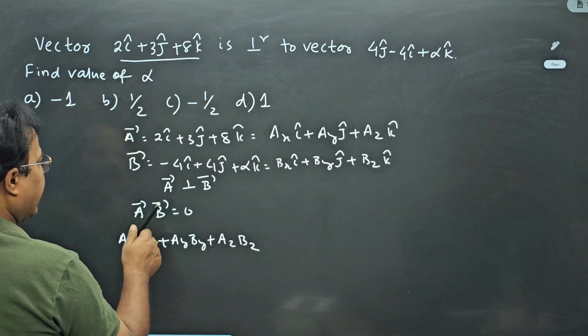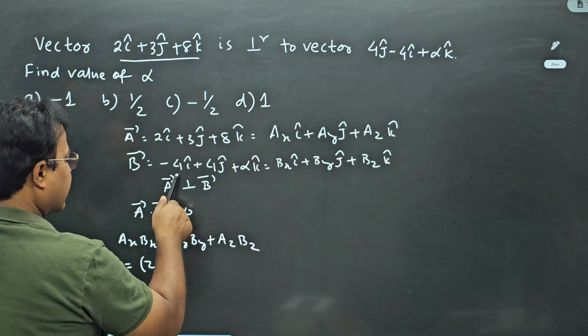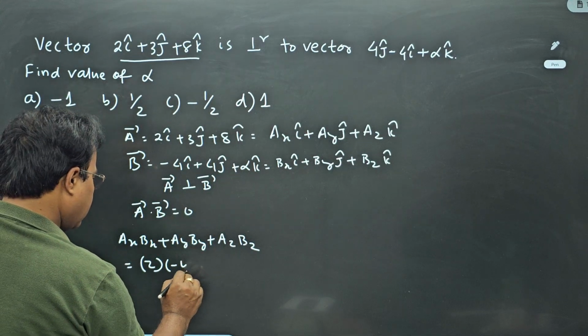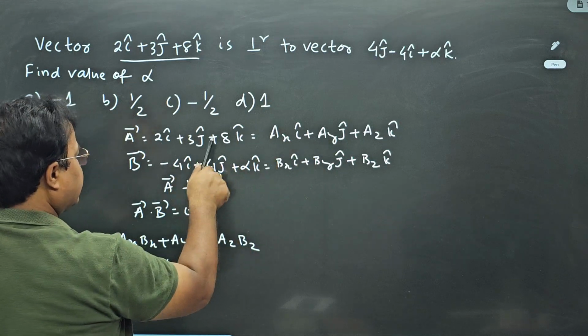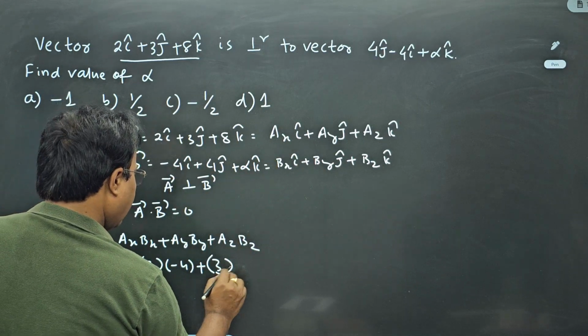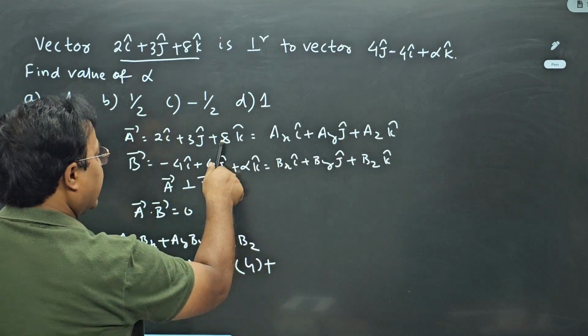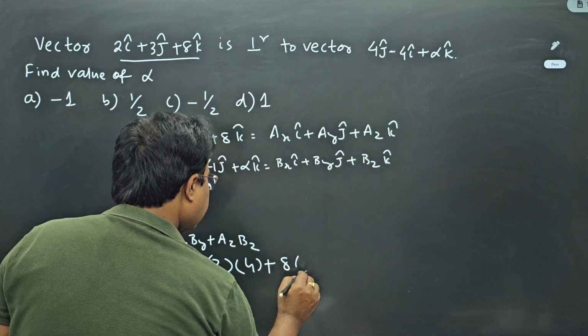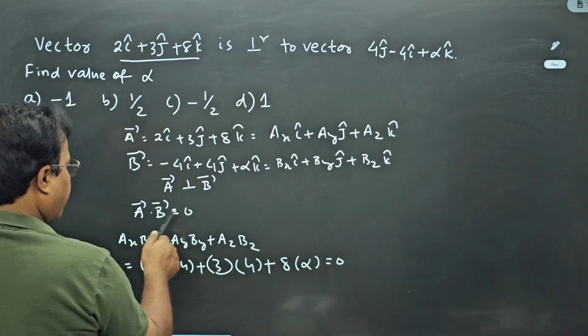Okay, my dear student, what is ax? Ax is equal to 2. What is bx? Bx is equal to minus 4. What is ay? You see ay j cap, here 3 j cap. Ay is equal to 3. What is by? By is equal to 4. What is az? Az is equal to 8. What is bz? Bz is equal to alpha. This is equal to 0 because the dot product is 0.